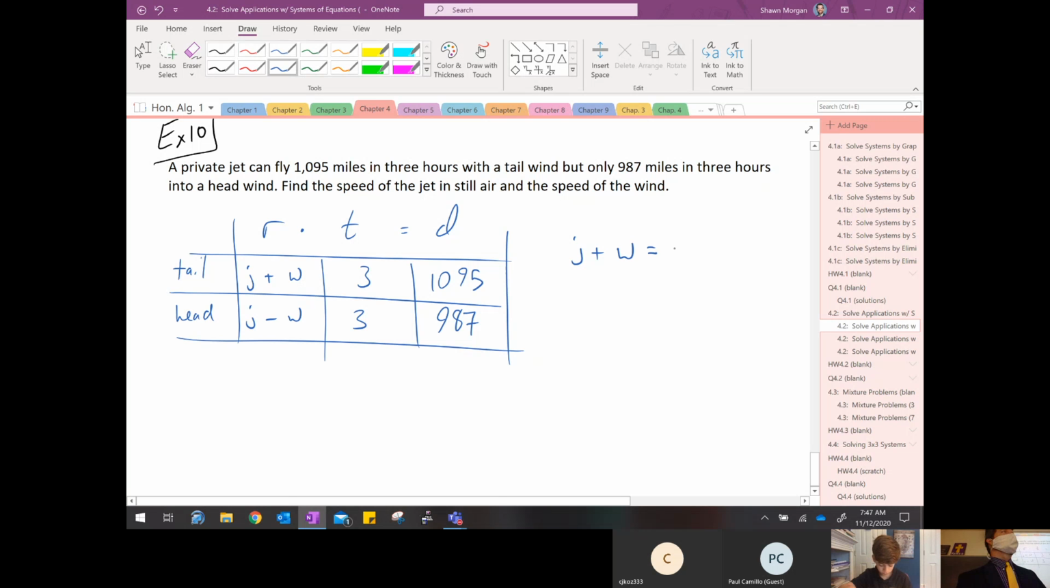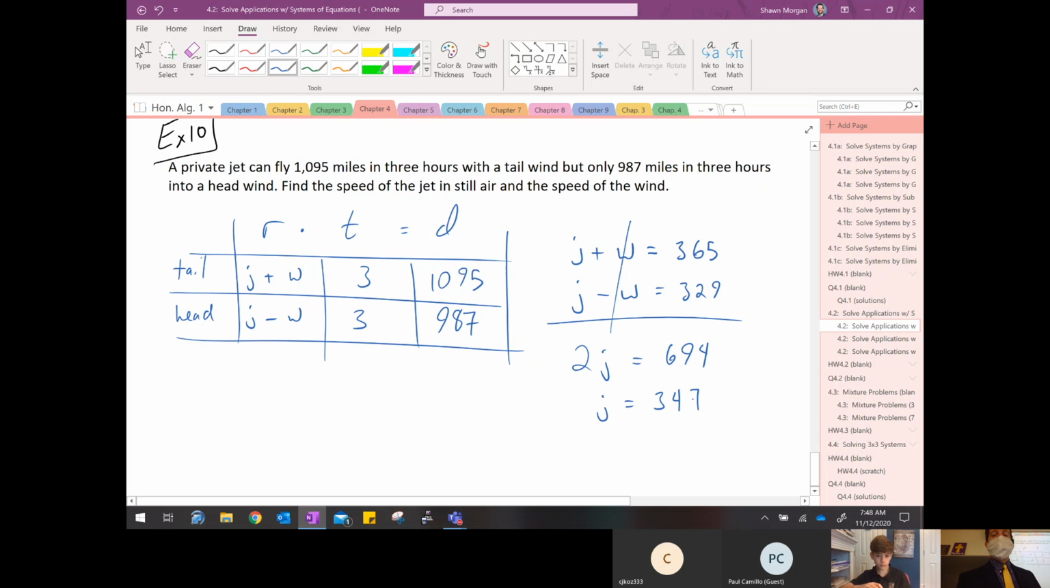What is 1095 divided by 3? 365. And then 987 divided by 3 would be what? 329. Now, what technique should I use? Elimination. Let's kill off the W's. We got 2J equals what? 694. Divide that by 2, and we got what? 347?